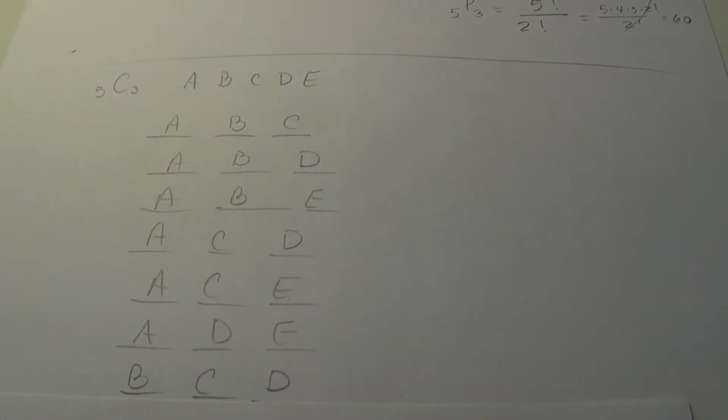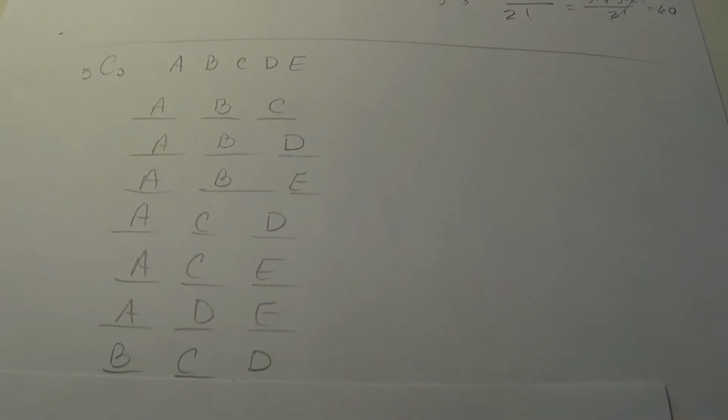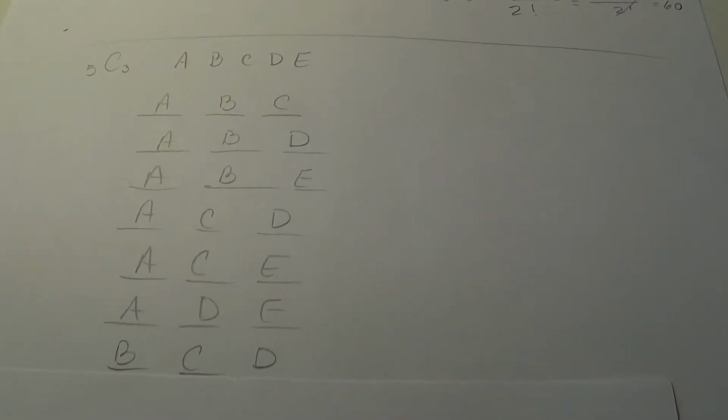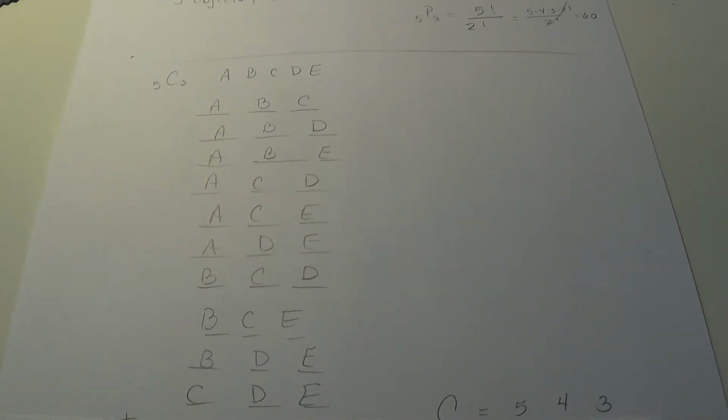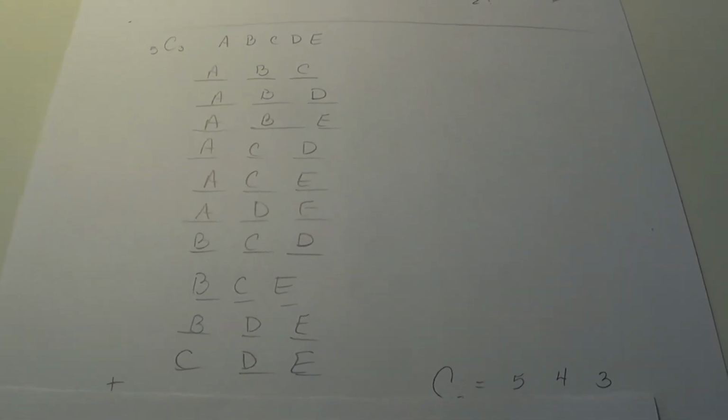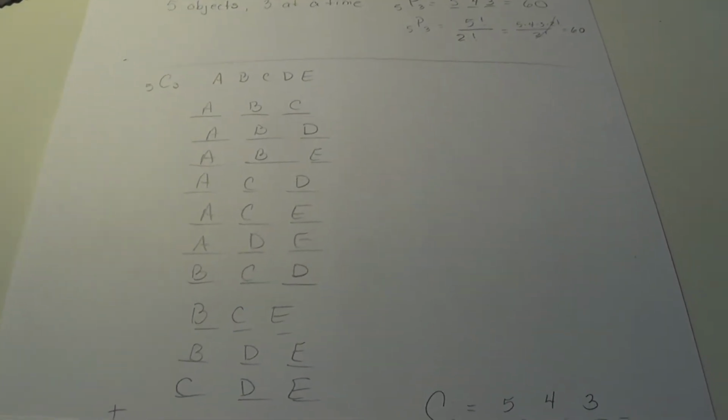BCD. You know which one I picked next? BCE. There's no real order, but you can probably see a pattern I'm following. BDE. And now we'll start with C. CDE. And we have all of them. That's all the ones that are possible without repeating a set.